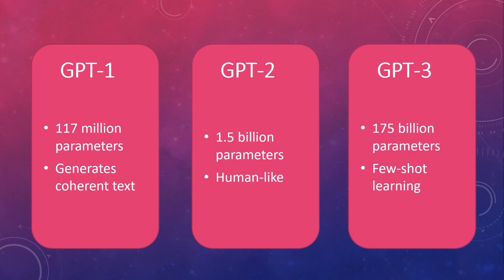GPT-3, with 175 billion parameters, took the capabilities of GPT-2 to a whole new level. It was capable of generating text that was not only coherent but also contextually accurate and consistent. GPT-3 also introduced the concept of few-shot learning, where the model could perform tasks with little to no additional training data. However, GPT-3 was resource intensive and had a high computational cost.